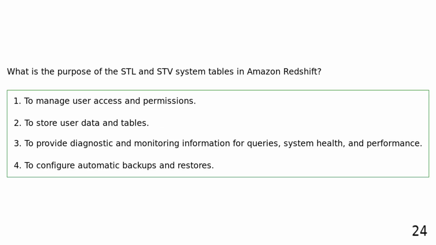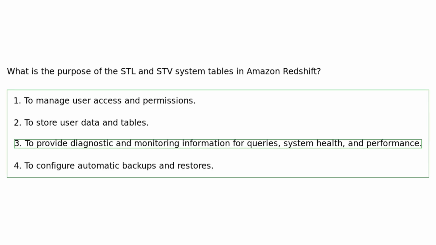What is the purpose of the STL and STV system tables in Amazon Redshift? To manage user access and permissions. To store user data and tables. To provide diagnostic and monitoring information for queries, system health, and performance. To configure automatic backups and restores. The STL and STV system tables in Amazon Redshift provide diagnostic and monitoring information for queries, system health, and performance, which can be useful for troubleshooting and optimization.